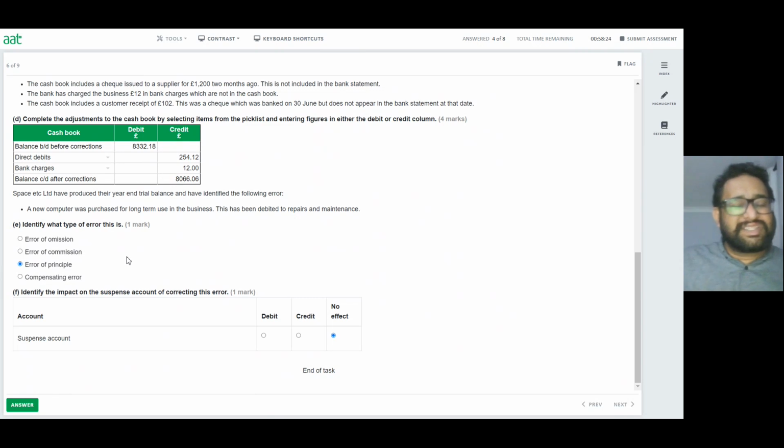Those kinds of things will result in your trial balance not matching, so you use the suspense account. But with an error of principle, you have a debit and a credit, but entered in the wrong account. Therefore, this will not cause an imbalance. Suspense accounts will not be required, and you should be fine without using it. Okay, so that question is now completed. Now let's move on to task number 6.